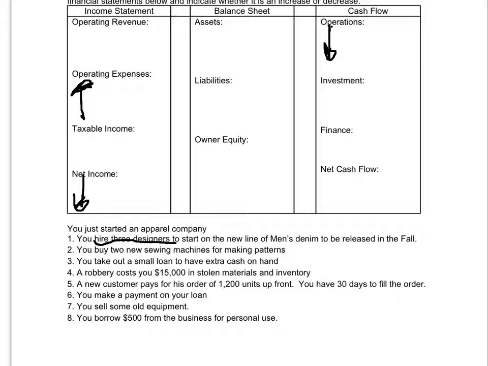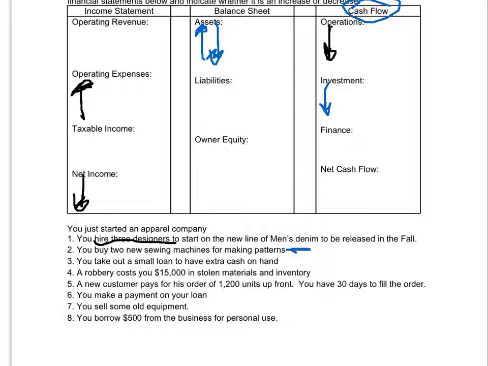We'll switch to blue for this one. Buy two new sewing machines for making patterns. Well, you get one kind of asset, which is a sewing machine. It's a fixed asset. In exchange, you got rid of some cash. So the balance sheet balanced itself out, all just in the asset category. No big deal. Now remember, purchasing and sale of assets is the kind of thing that gets reflected in the cash flow statement, and it gets reflected in cash from investments. So you should also see a decrease in cash from investments over here, and that should give you a pretty good answer to question 2.